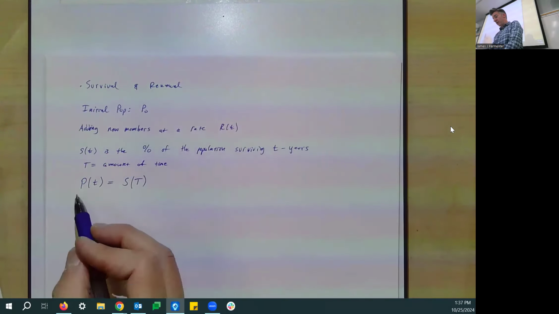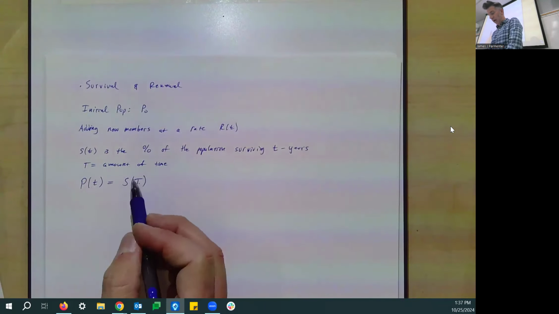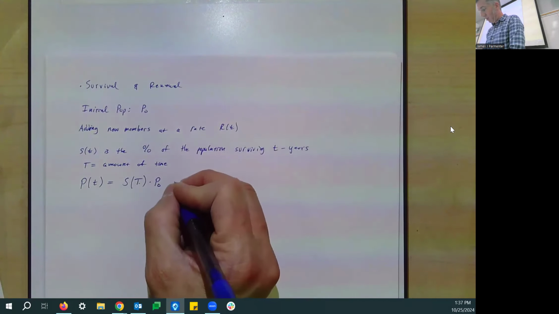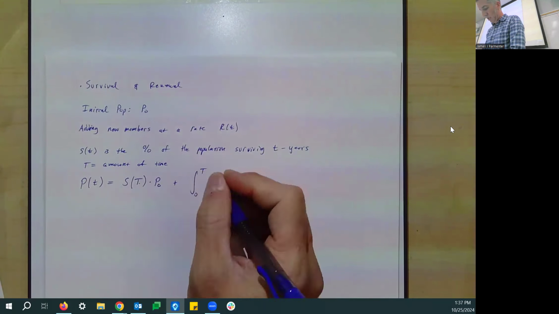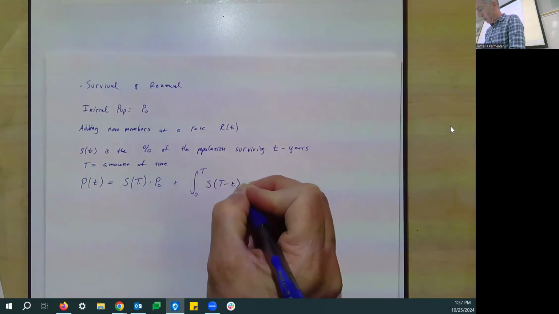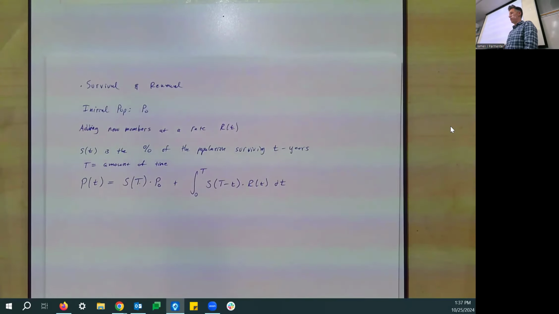So P of little t, the population at any time T, is S of capital T, the number that have survived capital T years, or the percentage times your initial population, plus the integral from 0 to capital T of S of capital T minus little t times R of t dt. That's your survival and renewal function. All right. So most of this is just figuring out what all the things mean and then jamming it into this formula and maybe having to do some terrible integration, maybe not. Sometimes the integration is not so bad.